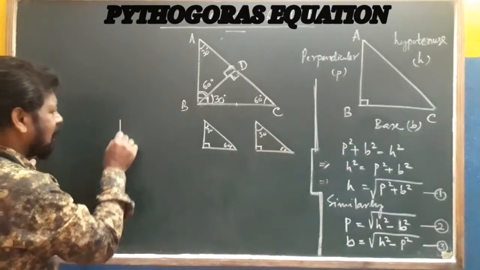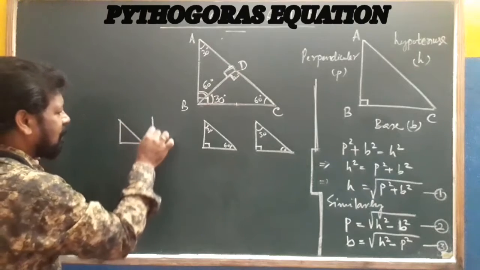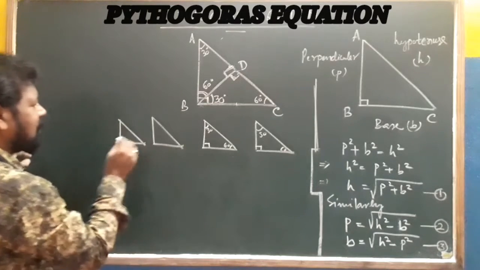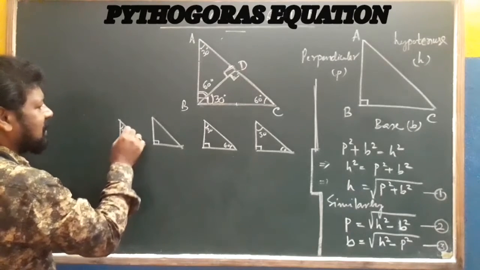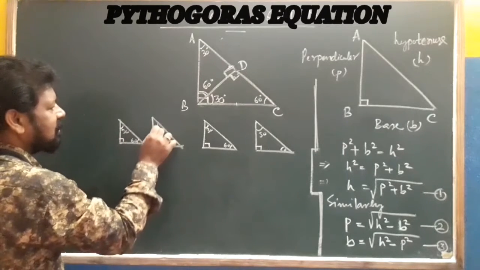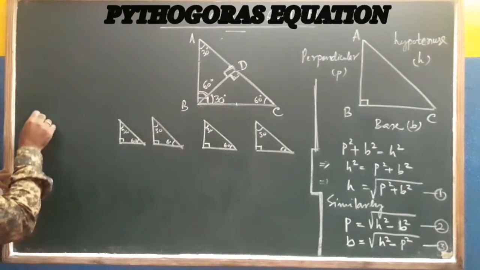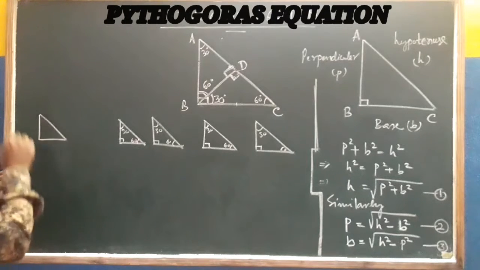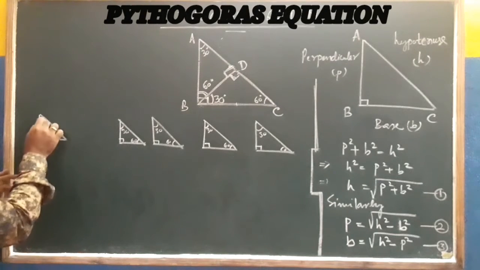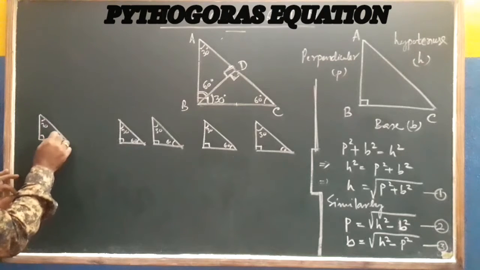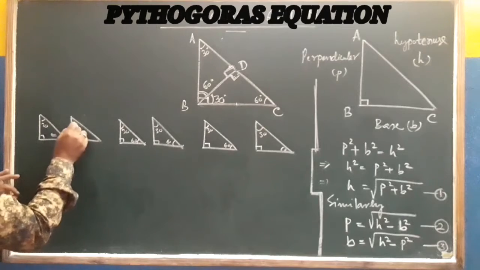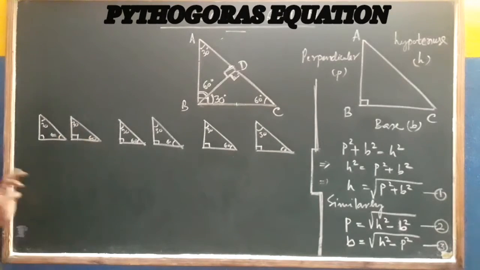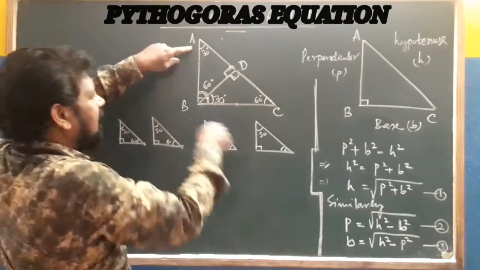Another pair of right angle triangles I will make again. Again, this is 90, this is 90, this is 60, this is 30, this is 60, this is 30. And another pair of right angle triangles. This is 90, this is still 30, this is 60, and here also this is 90, this is 30, this is 60. Let me name, first one is ABC.